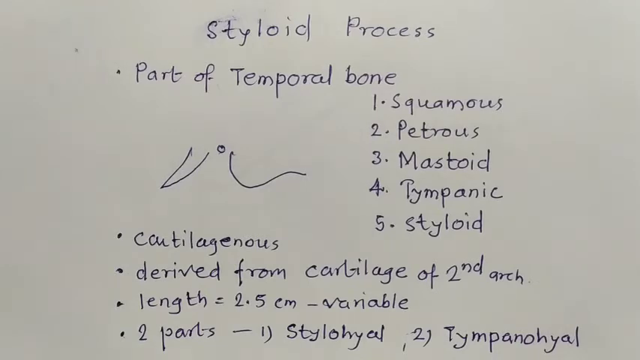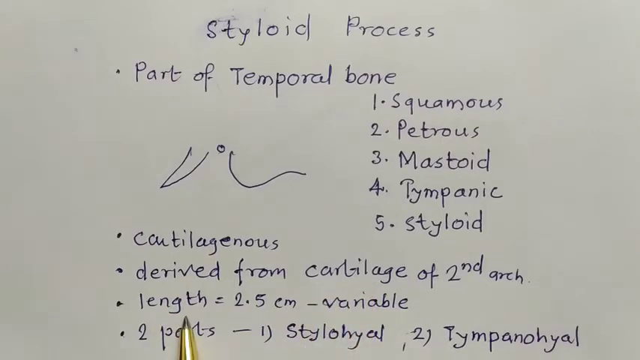Laterally, the styloid process is related with parotid gland and the facial nerve within it, while medially it is related with internal carotid artery, internal jugular vein and the lower 4 cranial nerves, that is 9th, 10th, 11th, 12th. The styloid process is a cartilaginous bone. It is cartilaginous in ossification. It is derived from the cartilage of second pharyngeal arch, that is the Reichert's cartilage.